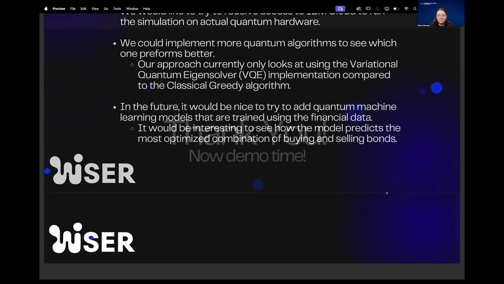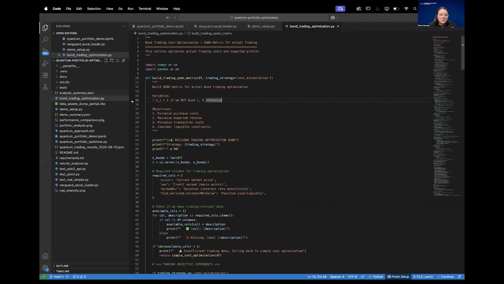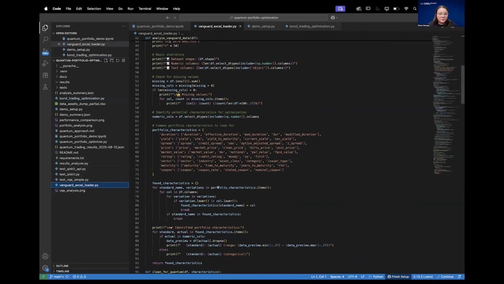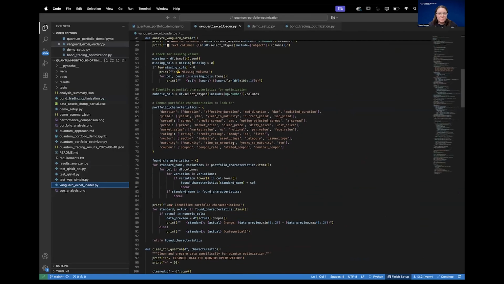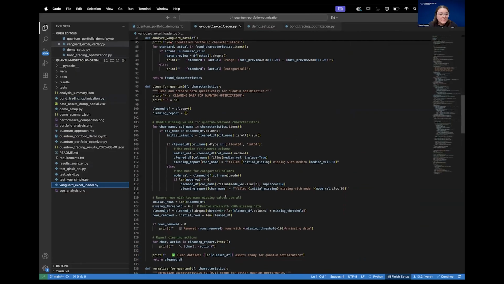And so now I'm going to show you guys the code. So I have a few. The first one I have is the Excel loader, which loads in the data and also cleans it based on the parameters and the characteristics and the features if we did have a model, which is another thing I think would be really cool to implement in the future. Have a quantum machine learning model that's able to help predict and optimize how to sell the bonds for profit.